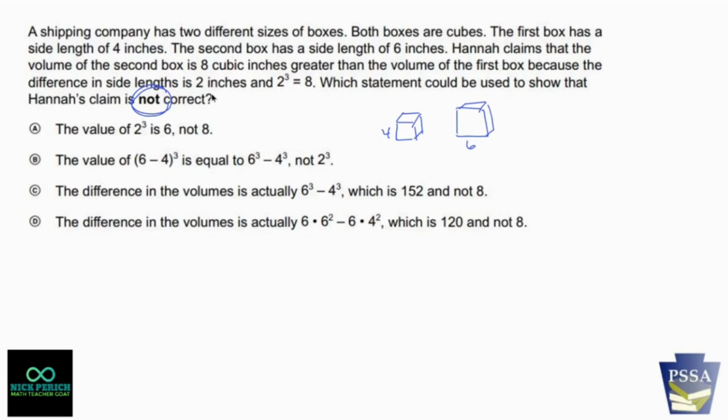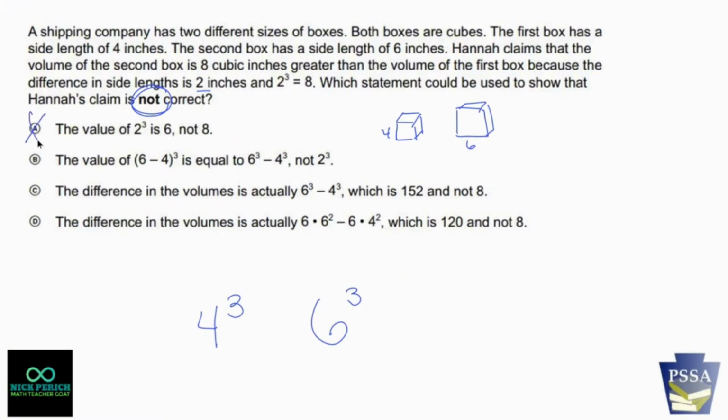So it's not that it's 2 more, it's the fact that this guy's volume, the small guy's volume, is going to be 4 to the third, and this guy's volume, the larger one, is going to be 6 to the third. This is not a difference of 8. This is not the same thing as saying, oh, well, that's going to be the same as 2 to the third. So this is no good. So the volume of 2 to the third is 6, not 8.